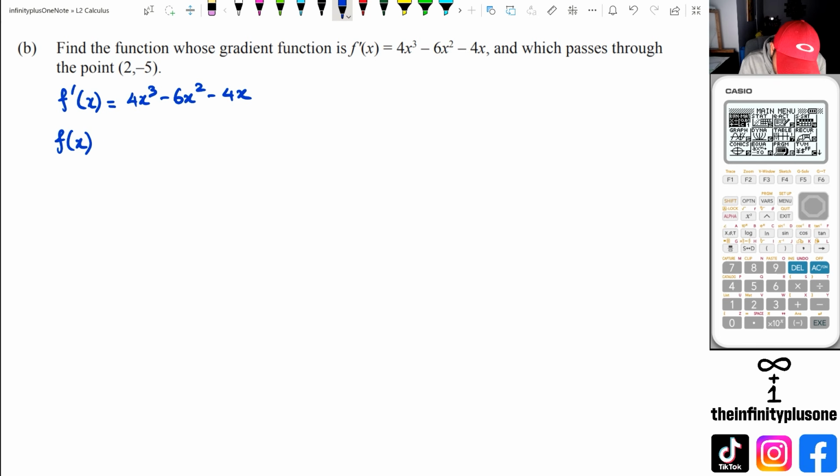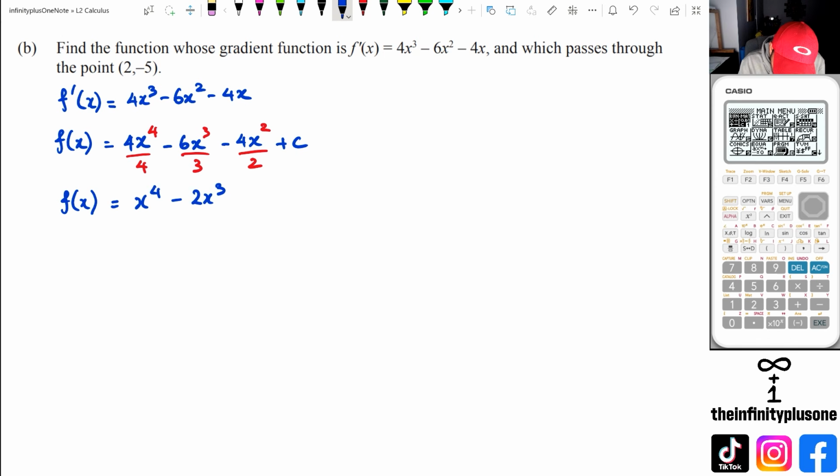So f of x is equal to 4x, now 3 plus 1 becomes 4, divided by the new power. Then I've got minus 6x, the new power is 3, divided by 3, minus 4x squared, divided by 2. And of course, don't forget the plus c. So f of x equals x to the power of 4 minus 2x cubed minus 2x squared plus c.